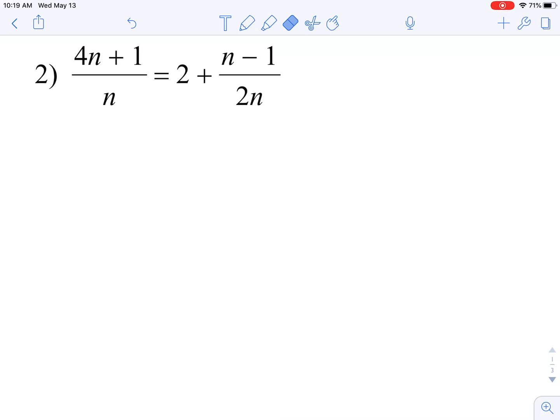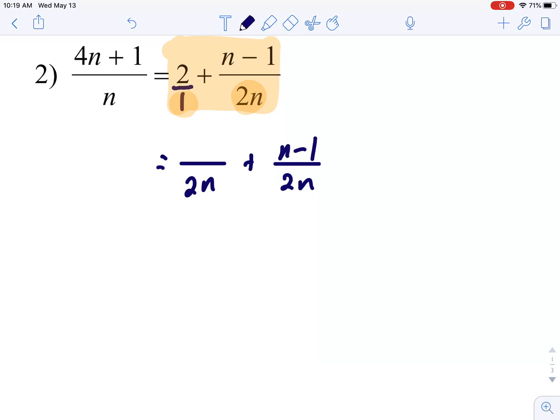So before I start number 2, I want you to realize that this can be treated as a fraction as 2 over 1. So the right-hand side of the equation, we need to combine, and to combine those, we need a common denominator. So the common denominator between 1 and 2n has got to be 2n, which means the second fraction, n minus 1, is not going to change. But this first fraction, the question is, how do we turn a 1 into a 2n? And the answer is you would have to multiply it by 2n, which means you'd have to multiply the top by 2n as well. 2 times 2n is 4n.